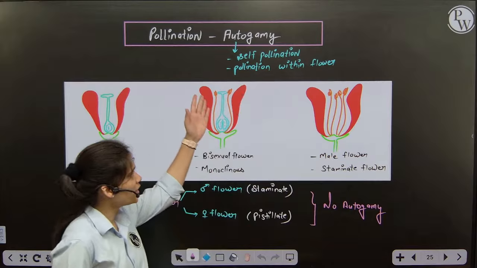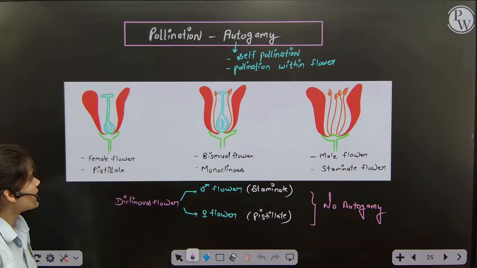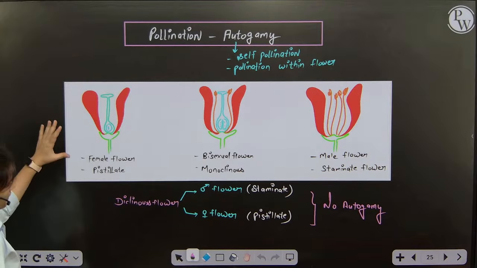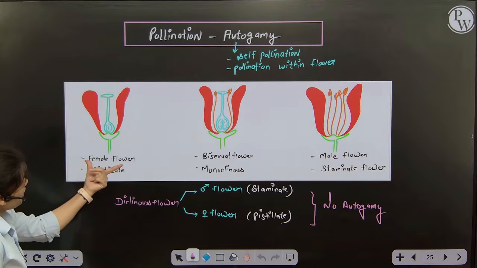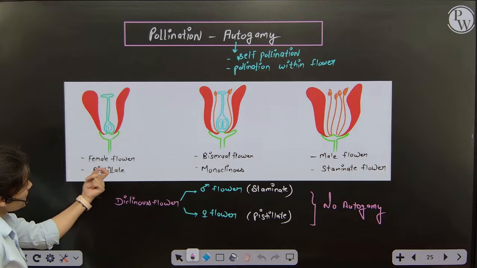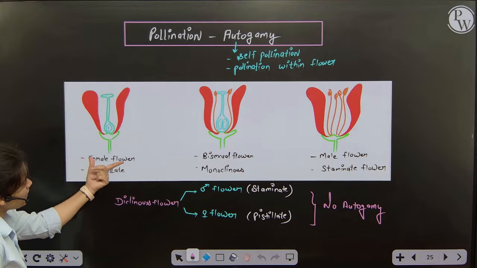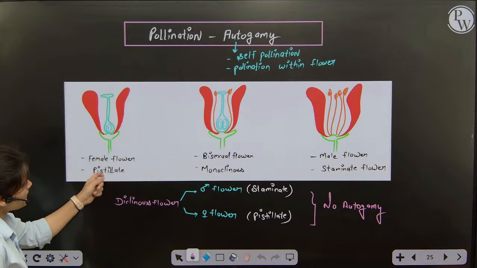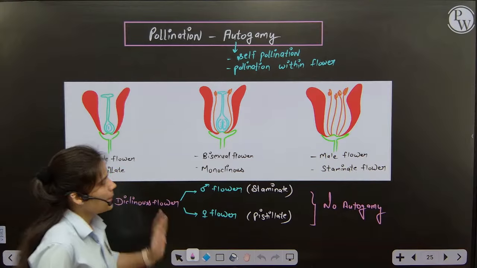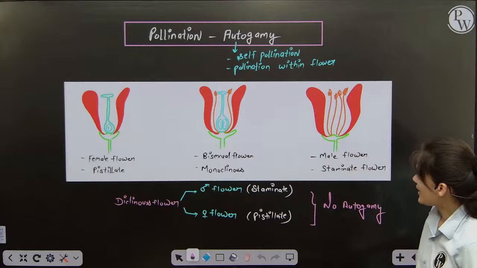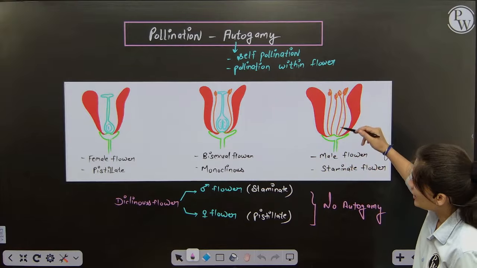Autogamy is self pollination, or pollination within the same flower. In case of a dioecious plant, if only the female part is present, that is known as a pistillate flower. If only the male part is present, that is known as a staminate flower.